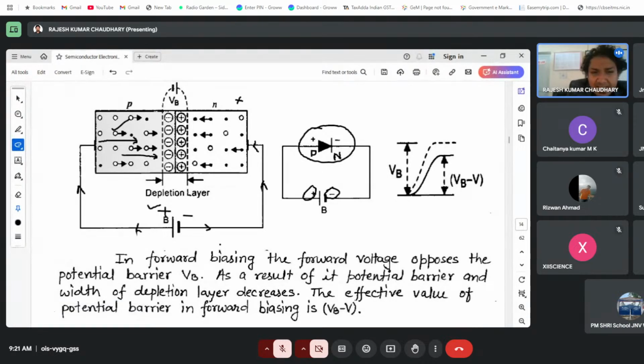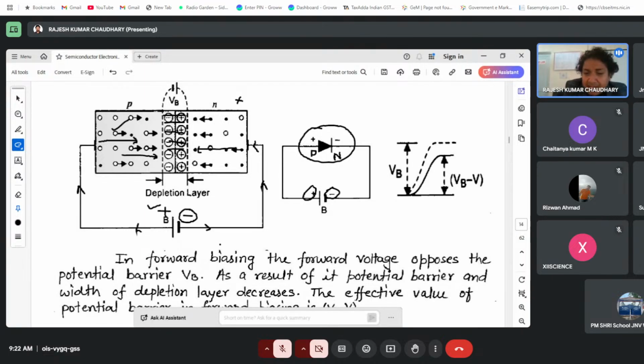In the same way, this is the negative terminal and you have negative charge as majority charge carriers. So this will push these negative charge carriers towards the junction, again making your potential barrier thinner, making your potential barrier less. Got it? In this way, it can help conduct electricity.